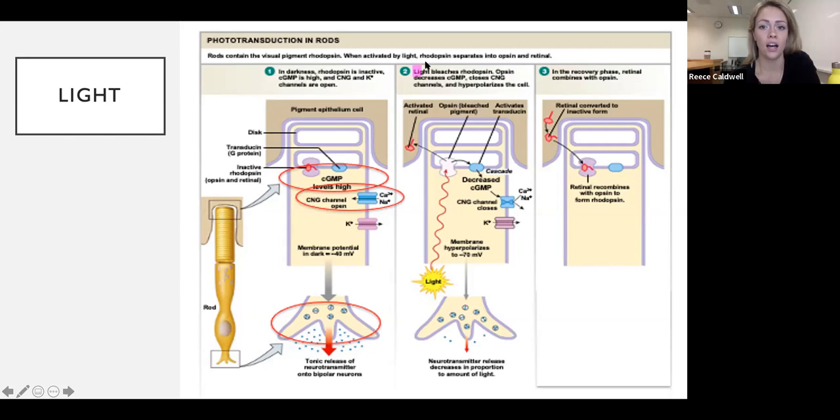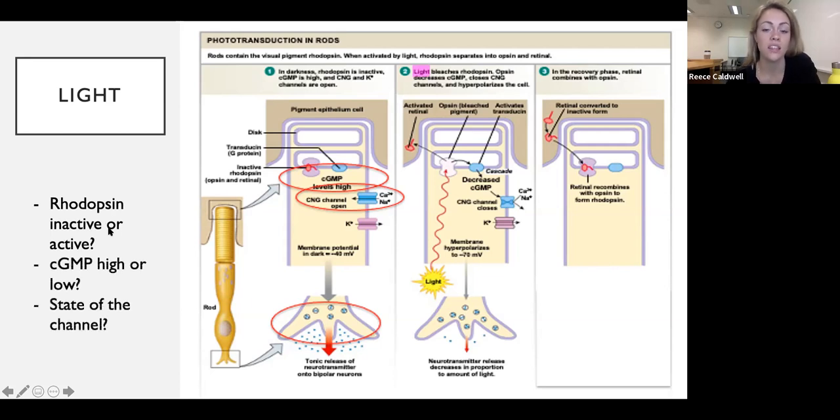So again, the three things that we're going to want to look at here are if rhodopsin is inactive or active, if cGMP is high or low, and the state of the channel. So what we see is that here we have light. And when light hits our rhodopsin pigment, which is sometimes called opsin, we call this bleaching. Whenever we bleach rhodopsin, it is activated. So bleaching of opsin or bleaching of rhodopsin causes it to be activated. So light hits opsin, it's bleached, it's activated.